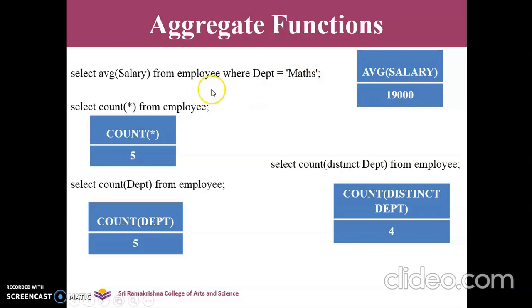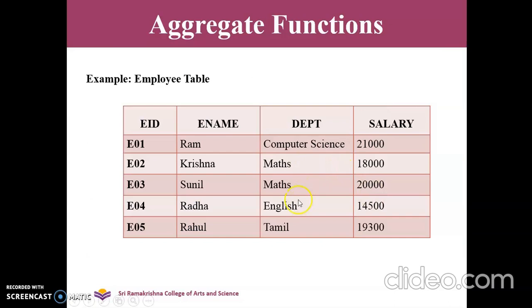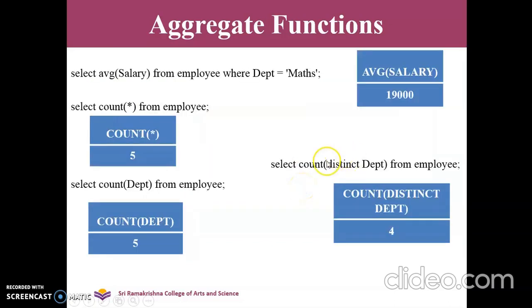And the final one is the count function: select count star from employee. It just displays the total number of records in that employee table. If I give select count of department from employee, then it will display the total number of departments in the employee table. And if I use the distinct keyword in front of the column department, it will display only the distinct departments, because in this table the maths department is repeated, so I am using the distinct keyword. So this particular function displays only the distinct number of departments.